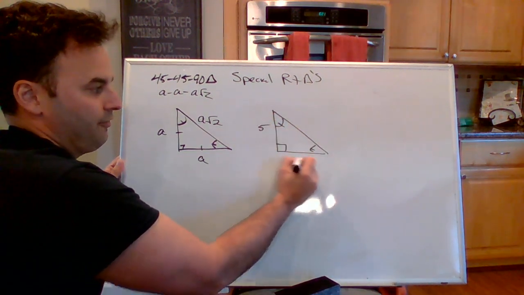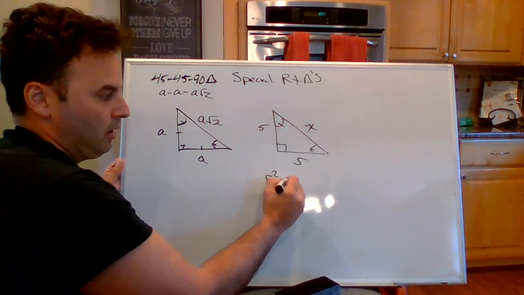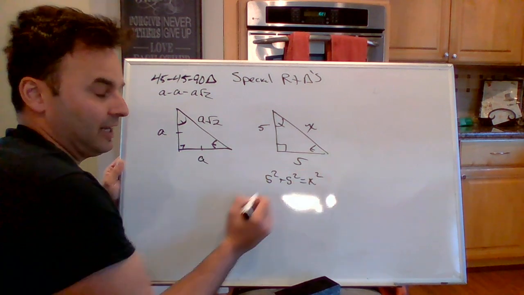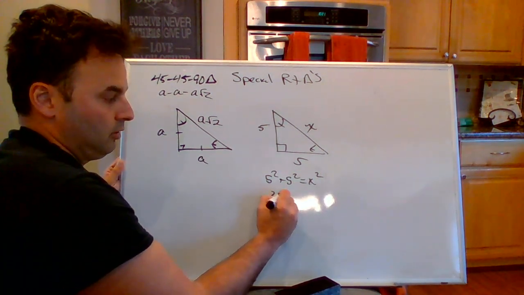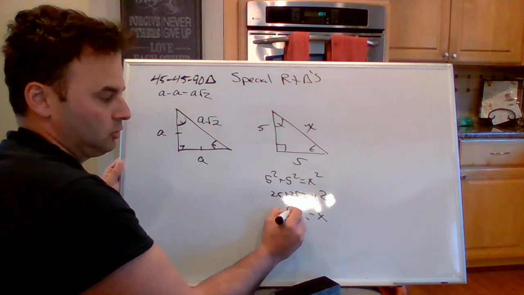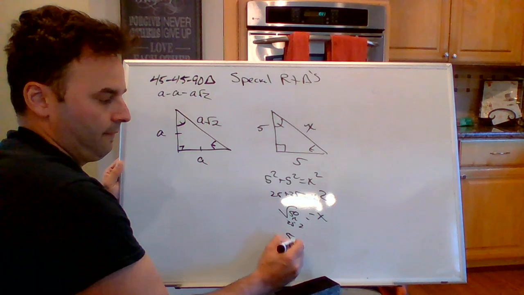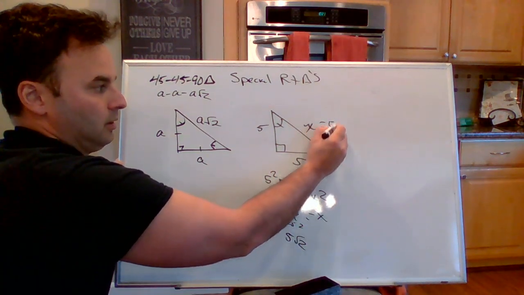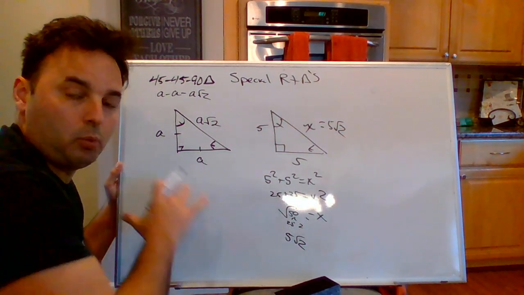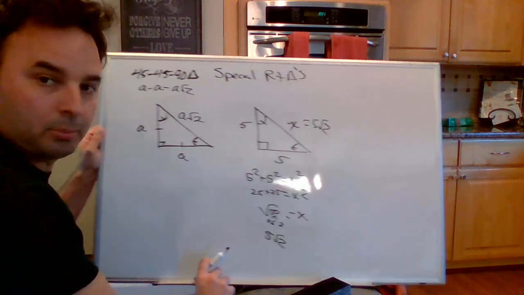Call this 5 and 5. That will be my x. 5 squared plus 5 squared is x squared. 25 plus 25 is x squared. X is the square root of 50, which is 25 times 2, 5 radical 2. See, it will work throughout any of them. You may remember we talked about this maybe a week or so ago, previewing it.